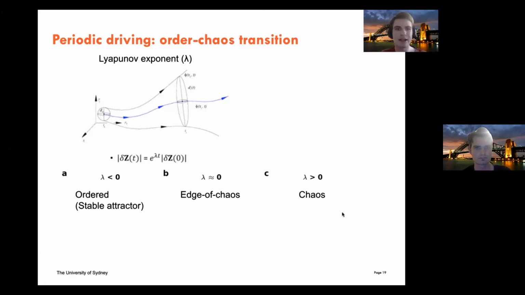And if you're not familiar with it, it works kind of like this. So you consider a small perturbation to a state. For a chaotic state, which has a positive Lyapunov exponent, the perturbation will grow in time, whereas with a negative Lyapunov exponent, the perturbation will shrink over time, and eventually two nearby states will end up together, and the edge of chaos is when the size of the perturbation is maintained.